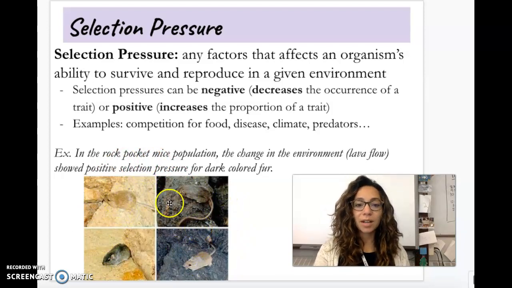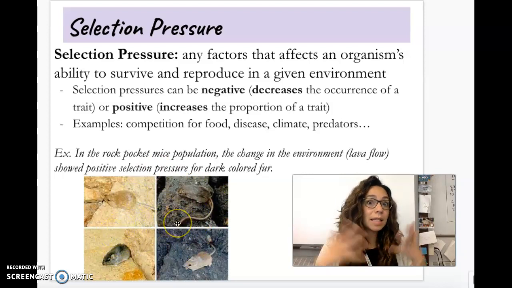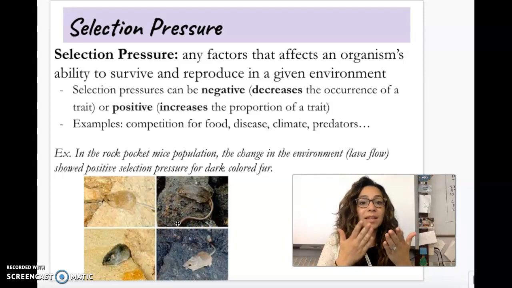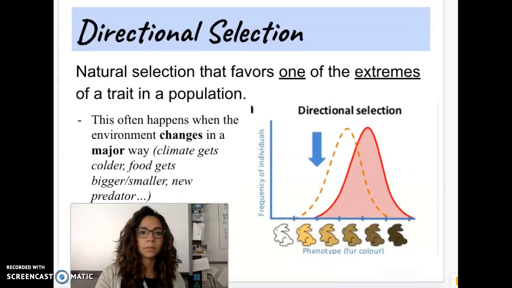So scientists are studying these species of mice because they're so interesting, and because this is an example of natural selection that we can see with our own eyes. It's happening right in front of us in the past couple hundred years, which is pretty cool. Now we're going to look at 3 types of natural selection.